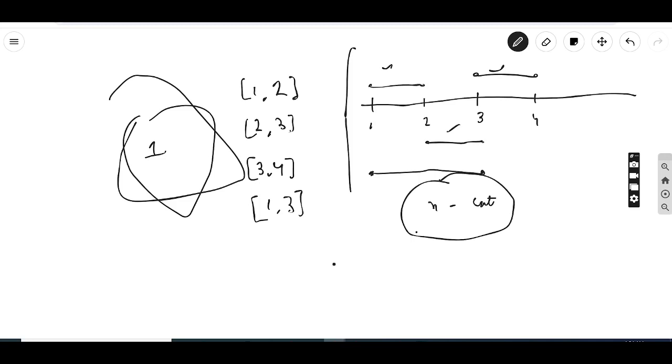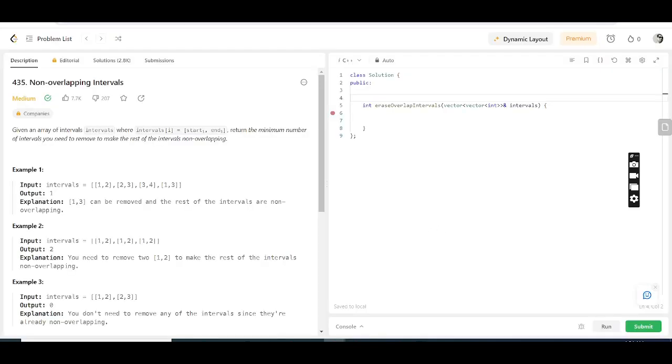So what can we do now? To solve this problem, first we have to count the non-overlapping intervals, then we will be able to find the number of intervals to remove. If we count these three intervals, we can simply subtract this 3 from n, and that is going to give me my answer, right?